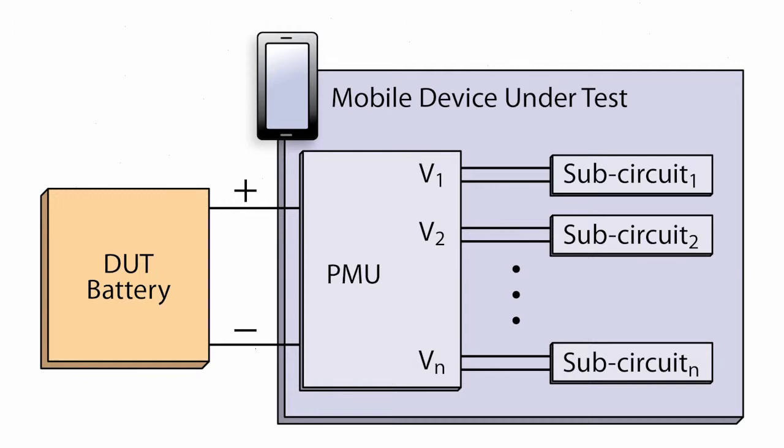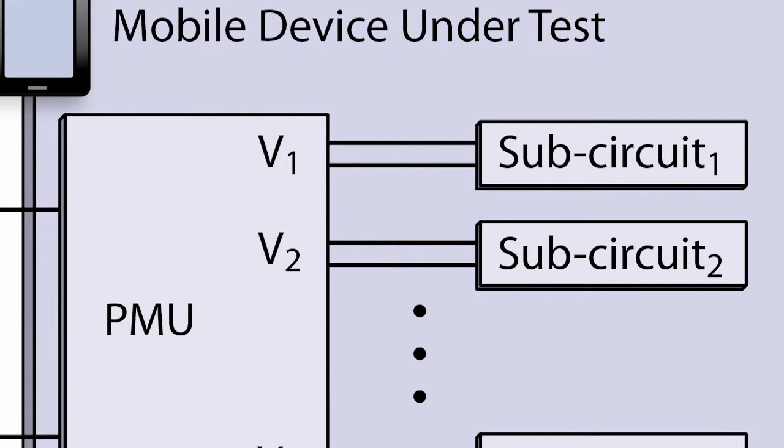All the various subcircuits are usually powered by a power management unit. The PMU provides independent, regulated bias voltages to each of the subcircuits. In this case, it is usually necessary to measure the respective voltage and current powering each subcircuit instead of directly powering it with an external DC source.